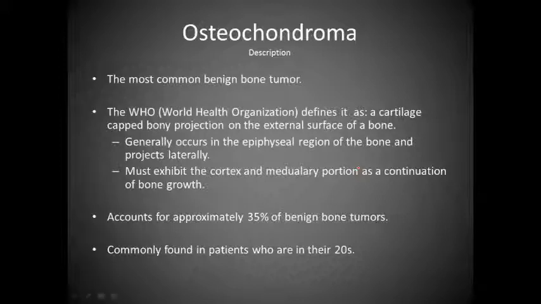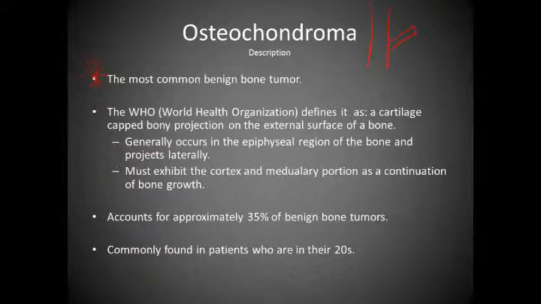Okay, osteochondroma. It's the most common benign bone tumor. So that is something you definitely want to keep in mind, that it is the most common benign bone tumor. The WHO, or World Health Organization, defines it as a cartilage-capped bony projection on the external surface of a bone. It generally occurs in the epiphyseal region of the bone and projects laterally.